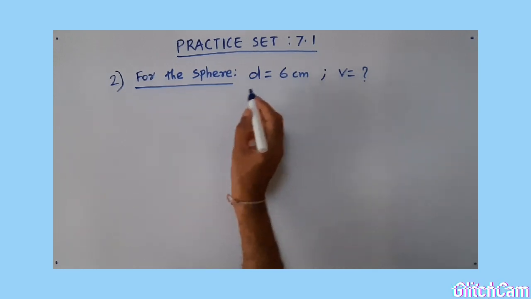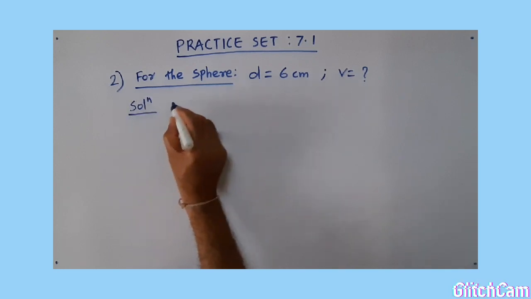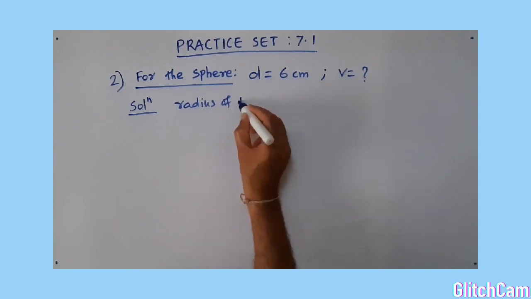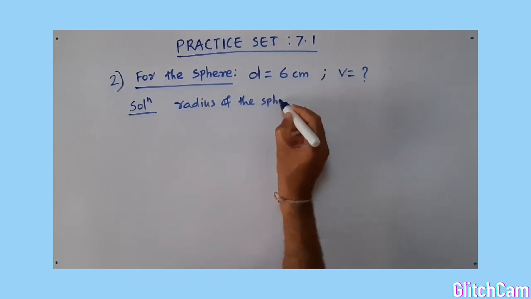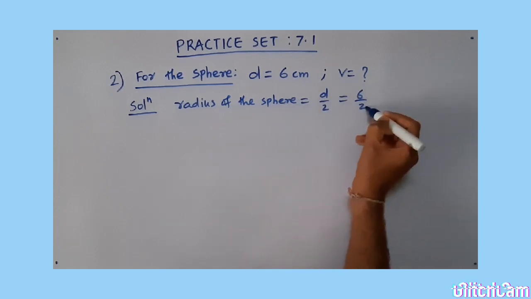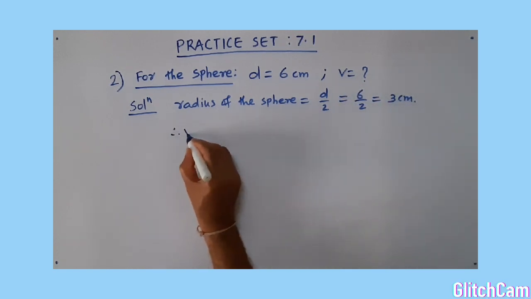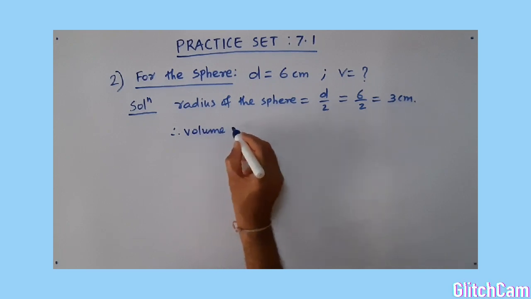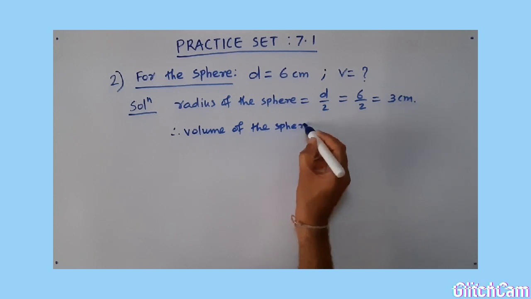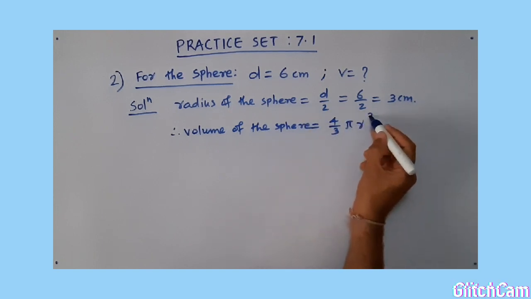Okay, now since diameter is given, we need the radius. So what will we write in the solution? In the solution, we write radius of the sphere is half of diameter, which is 6 upon 2, which is 3 centimeter. Now recall the formula for volume of the sphere. Therefore, volume of the sphere is equal to the formula you must remember. Volume of the sphere is 4 upon 3 pi r cubed.